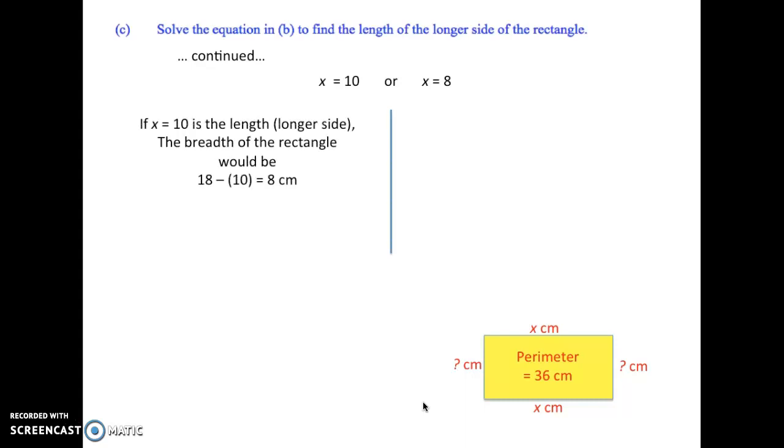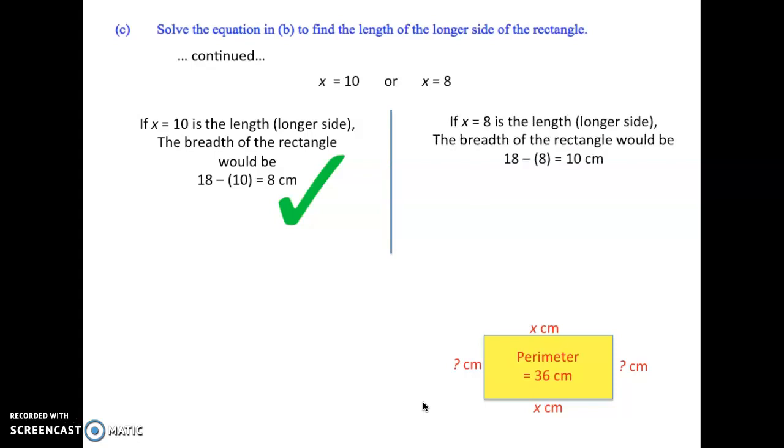If 10 is the length, which is the longer side of the rectangle, we'll calculate the breadth of the rectangle to be 18 minus 10, which is equals to 8 cm. This calculation is valid because the length is longer than the breadth. Now let's look at x equals to 8. If x equals to 8 is the length, which is the longer side, we will calculate the breadth of the rectangle to be 18 minus 8, which is 10 cm.